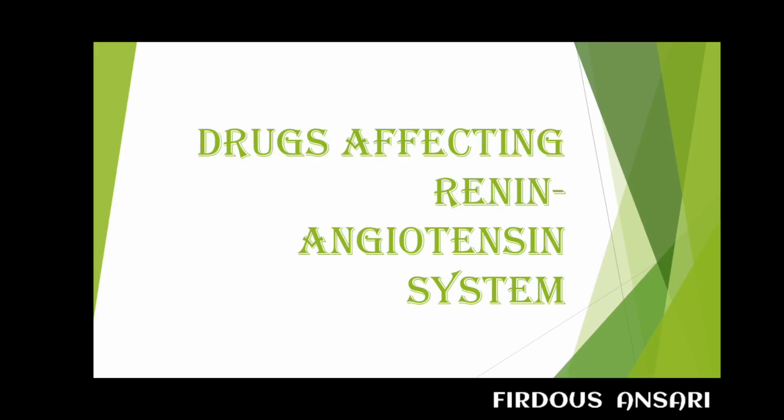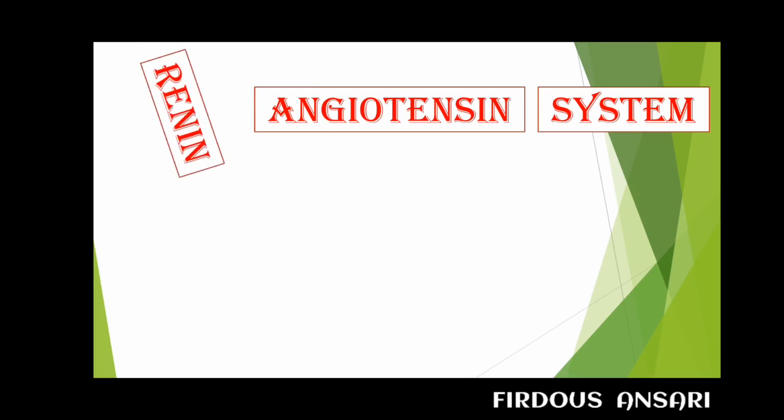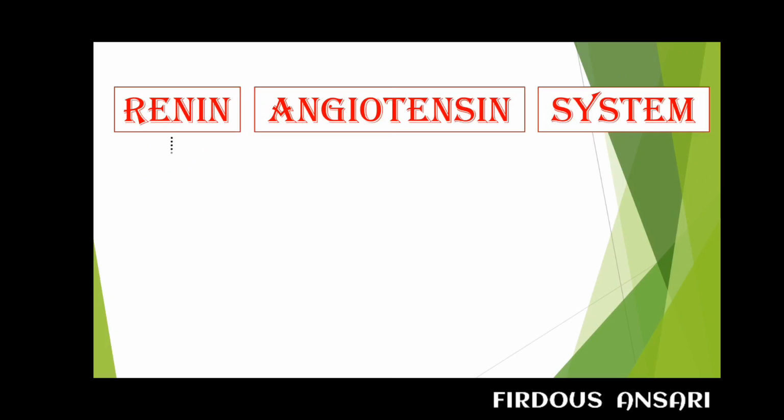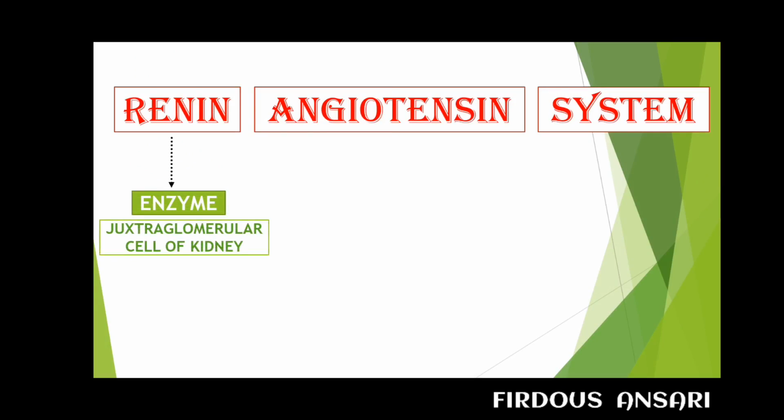Okay, so today we are going to discuss drugs affecting the renin-angiotensin system. First of all, what is this renin? Renin is an enzyme that resides in the juxtaglomerular cells of the kidney. So very briefly, we'll check out what exactly this juxtaglomerular apparatus is.